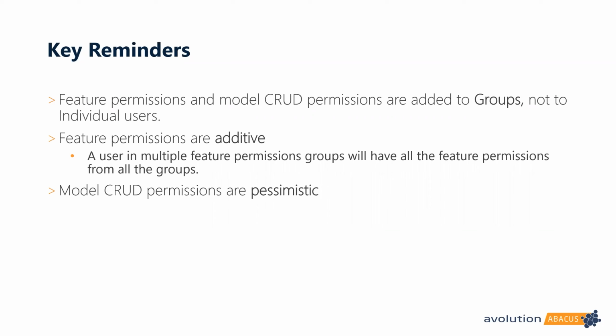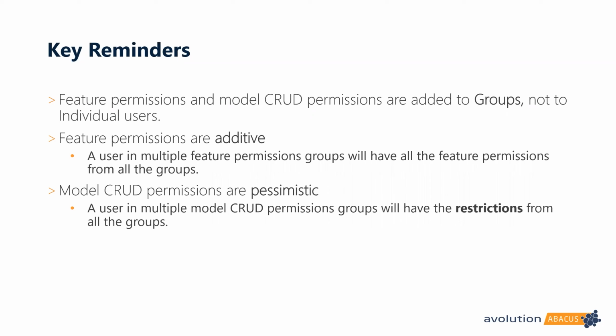Now, this is in contrast to the way that model CRUD permissions work, which is that they are pessimistic. And so a user in multiple model CRUD permissions groups will have the restrictions from all the groups. So if we have a group A, which restricts access to dashboard A, and a group B, which restricts access to dashboard B, then a user in group A will have access to dashboard B. The user in group B will have access to dashboard A, but a user that is in both groups will not have access to either.